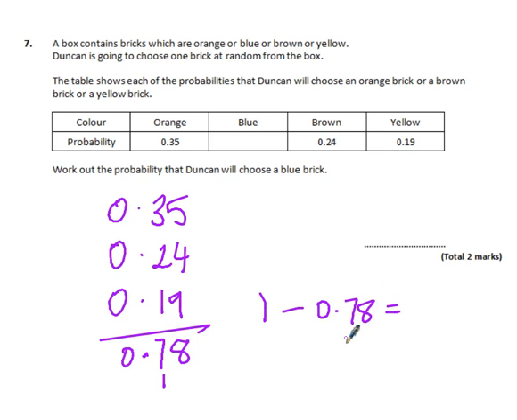Now for me it helps to think about this being 78p and this being a pound. I know that I'd have to add 22p onto 78p to make a pound, so the answer must be 0.22. So the question is, write the probability of a blue brick. Blue's the missing probability. If you filled that in, then all these probabilities would add to 1, and we know that the probabilities of mutually exclusive events add to 1. I hope that helps with home learning.